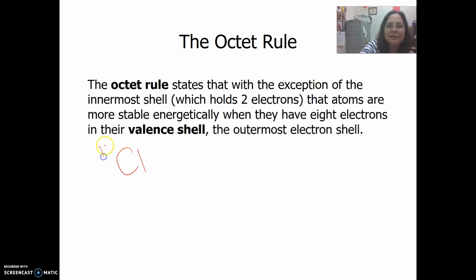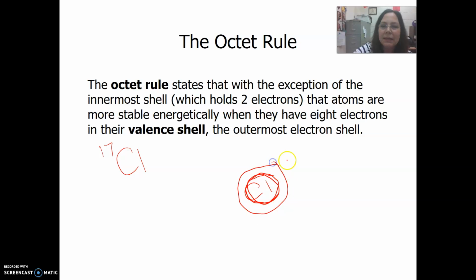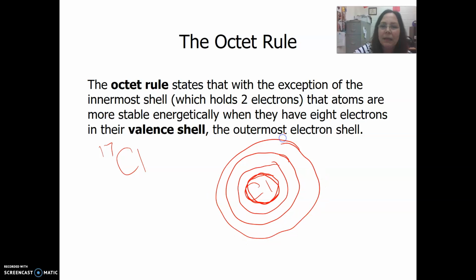And I'm only going to write, that's the only number that matters for us right now. So when I do, this is going to represent the nucleus of the chlorine atom. This is the first energy level, the second, and the third. In the first energy level, we have 2 electrons. In the second, we have 8. That makes 10. So the third energy level will need 7.